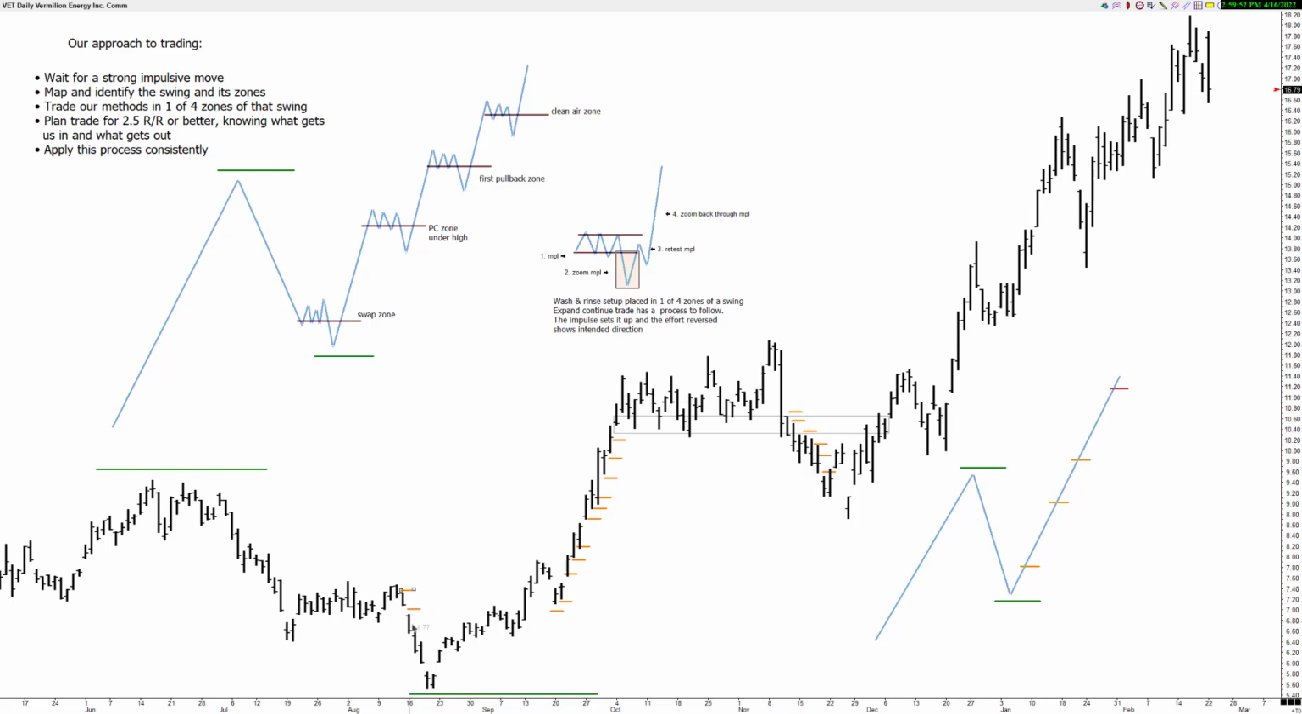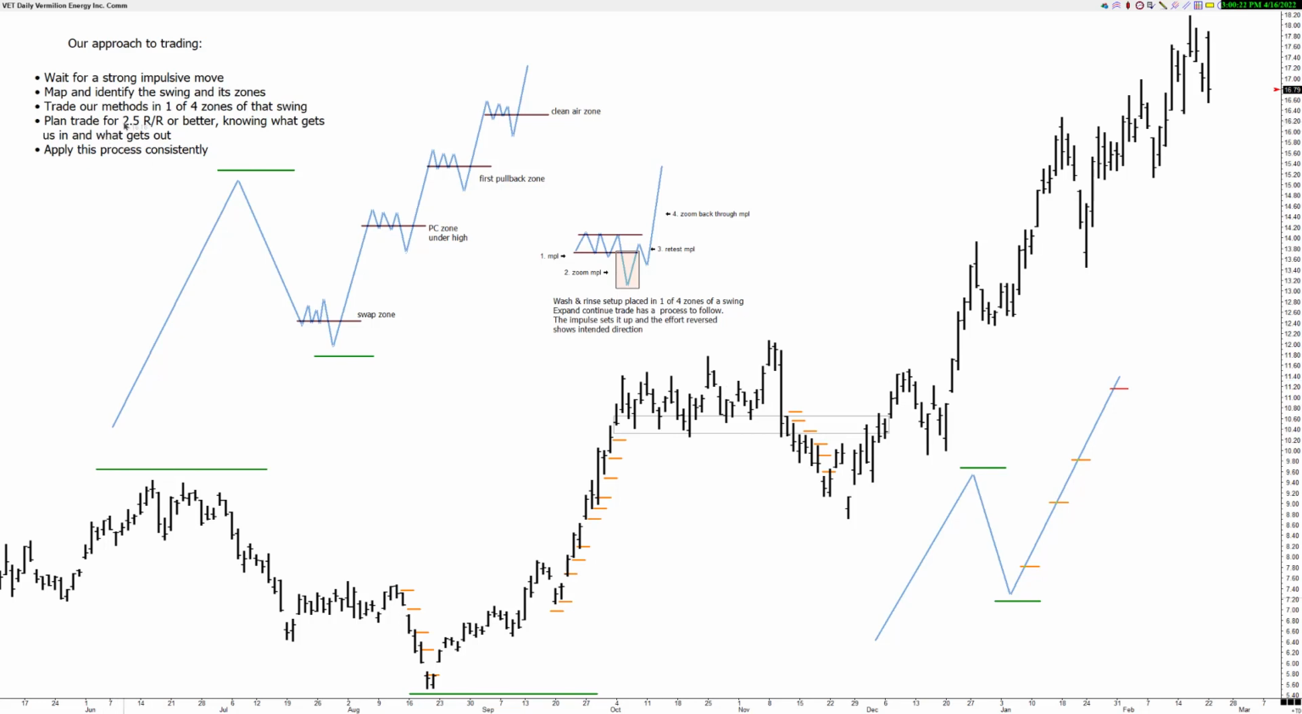So I'm just briefly going over, right? You'll notice it's different than other price action. So I'm showing you have the ability to see these things. And then you just follow the process here, right? So after we map it, we're going to trade our methods in one of these four zones, whichever one offers it. Or you might want to specialize in one zone only.